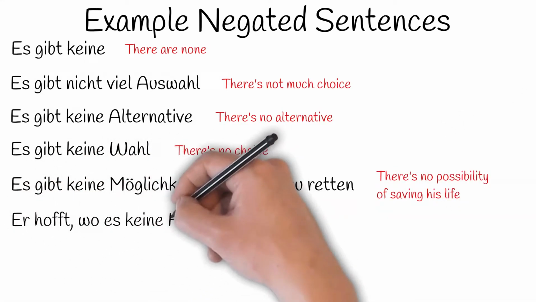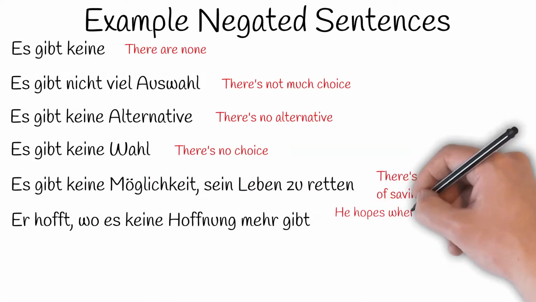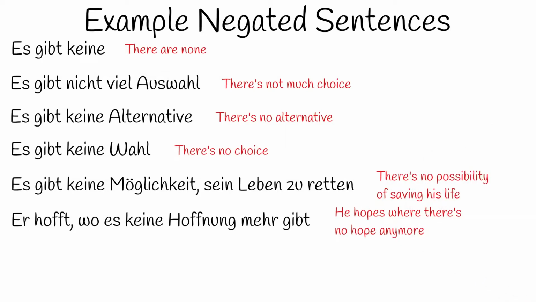Er hofft, wo es keine Hoffnung mehr gibt. He hopes where there's no hope anymore. Notice in this last one that es and gibt are split up at different points of the sentence because we have a subordinate clause where the verb goes to the end. And this makes it harder to recognize. But if you're more familiar with this phrase, you will see it everywhere in German and pick up on it even in these contexts.